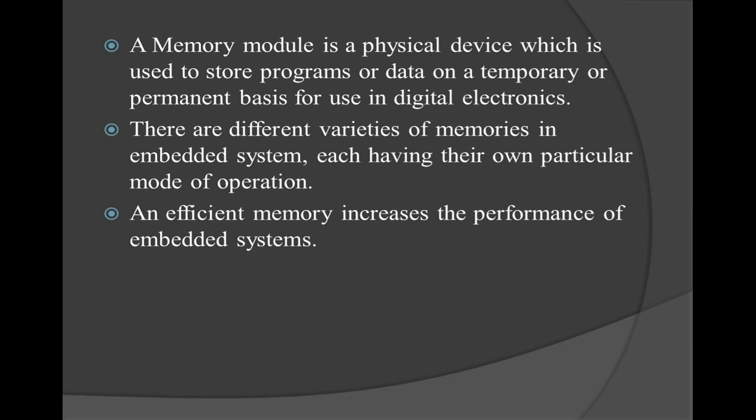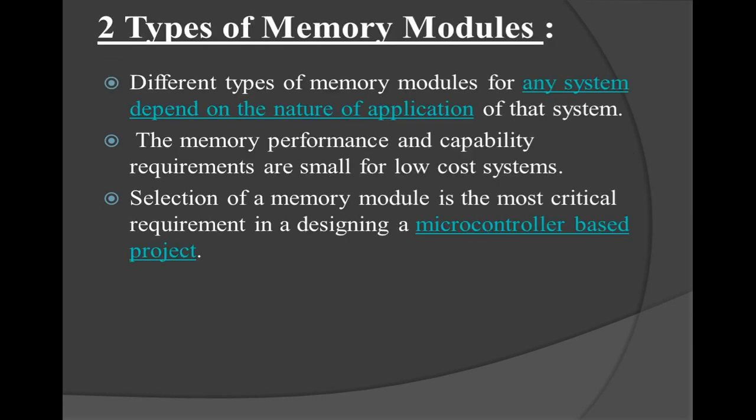So there are different varieties of memories in embedded systems, each having its own particular mode of operations. If you take SRAM, DRAM, or EEPROM, according to the classification they have their own varieties and their own particular operations. An efficient memory increases the performance of an embedded system. As we have seen, or as we are going to see, the different kinds of memory systems, depending upon the performance of that memory, also depends the efficient space the memory is going to provide in the embedded system.